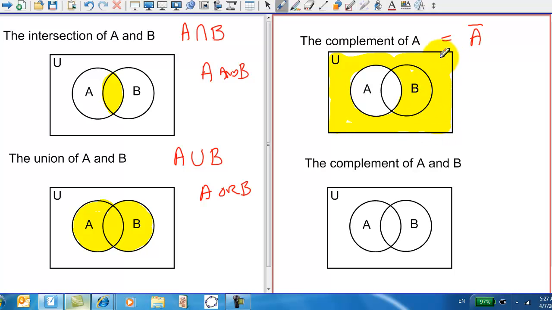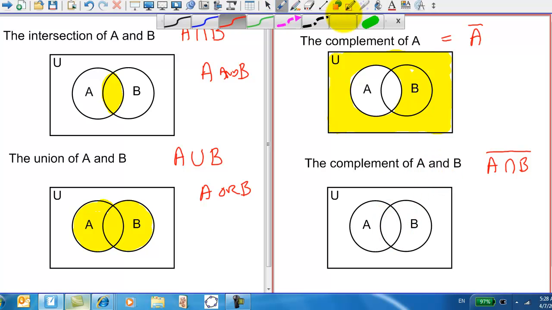The complement of A and B, though, is a little trickier. And so for that, we denote it like this, A intersection B, and put a complement symbol over the whole thing. Now, what does that mean then? Well, we look at A and B first, so that's the stuff inside, and take the complement of that. So that would be all this stuff outside the intersection of A and B. And that's the complement of A and B.